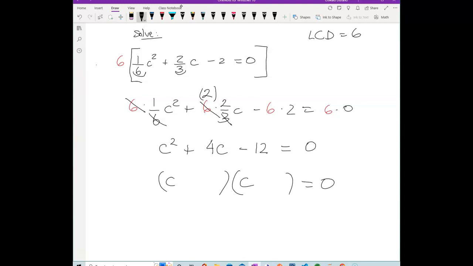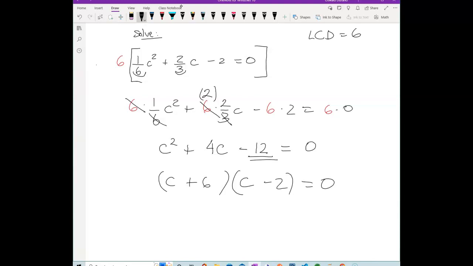C and C for the first term. Factors of 12 with a sum equal to positive 4. So I'm going to say 6 and 2. So plus 6, minus 2. Plus 6 times negative 2 is negative 12, and positive 6 minus 2 is positive 4. Great combination. All right, so now we set everything to 0.